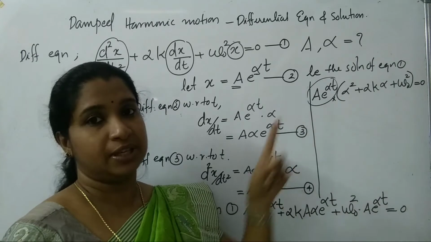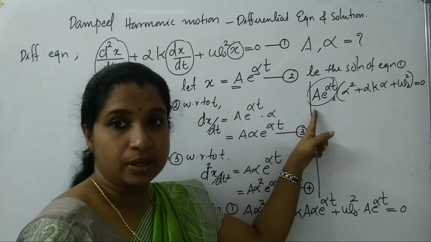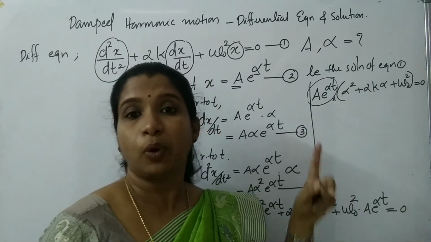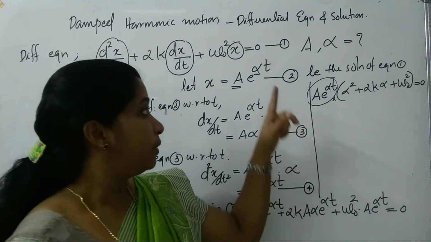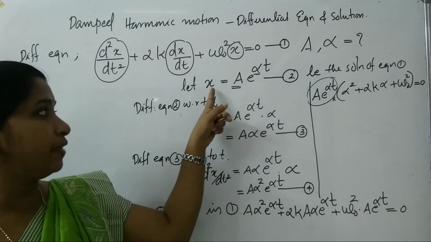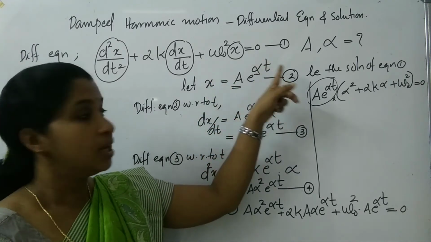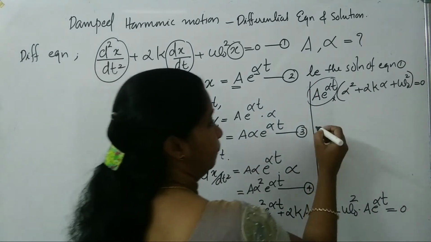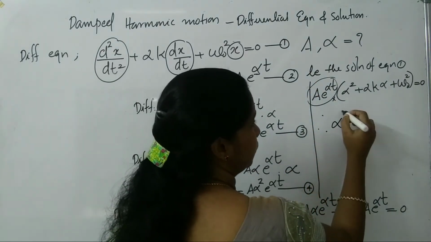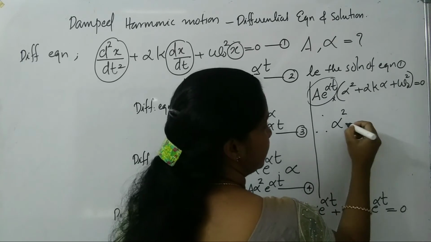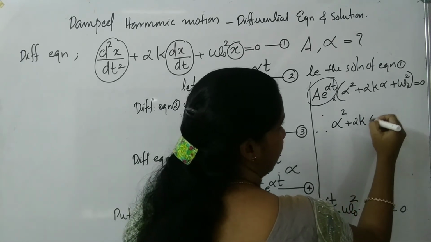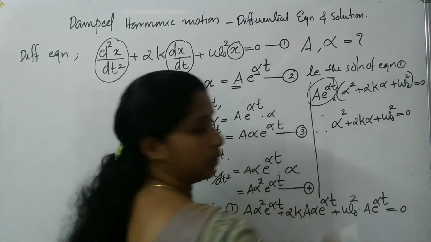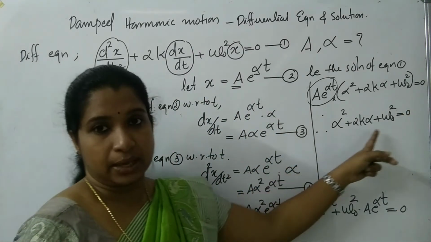What is the meaning of that equation? Either the first term is equal to 0 or the second term is equal to 0 or both terms are equal to 0. But from equation 2, what is the value of x? a e raised to alpha t. So it has a value, it is equivalent to x. So we can write the second term is equal to 0. Therefore, alpha square plus 2k alpha plus omega 0 square equals 0. This is a quadratic equation.